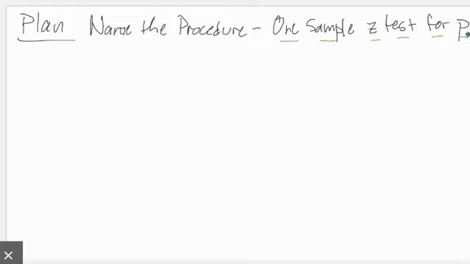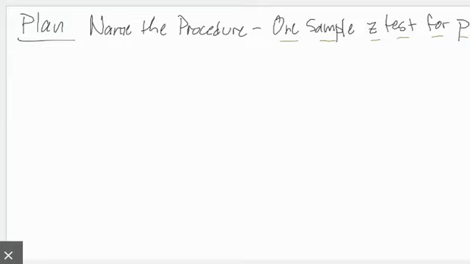And that's pretty self-explanatory. We collected one sample of students. It is a test. It's not a confidence interval. It's going to be a Z test because eventually we're going to use a Z score to find the area under the curve to find a probability. And we're running this for a proportion. So this is called a one sample Z test for P.